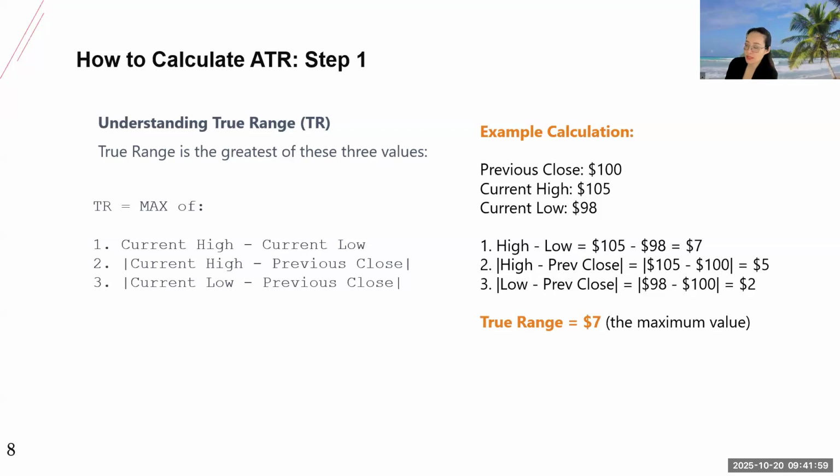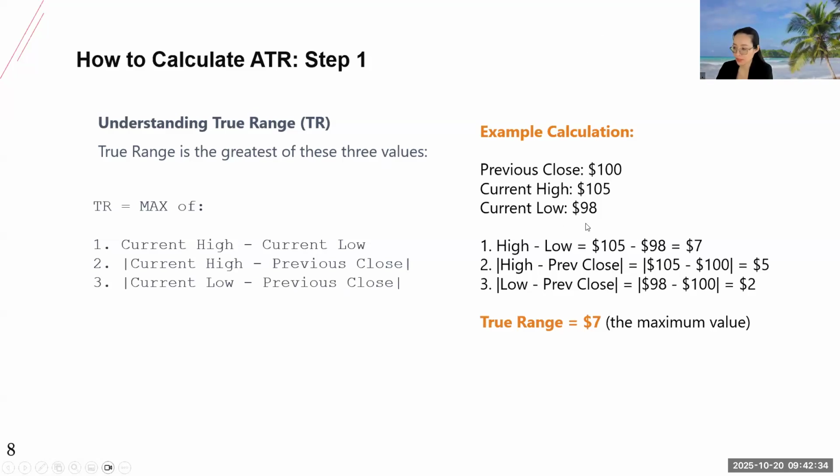So how are we going to calculate the ATR? Step one: we already understand that the ATR, or average true range, is the greatest of those three values. Let me pick this one and show you in gold later. You use the current high minus the current low; the second one, the current high minus the previous close; the third one, the current low minus the previous close.